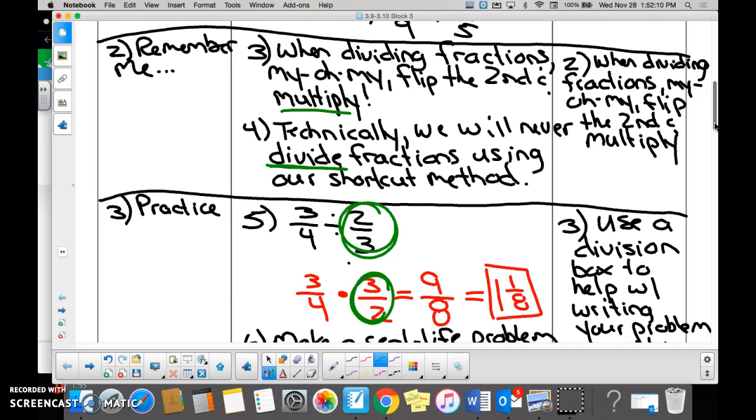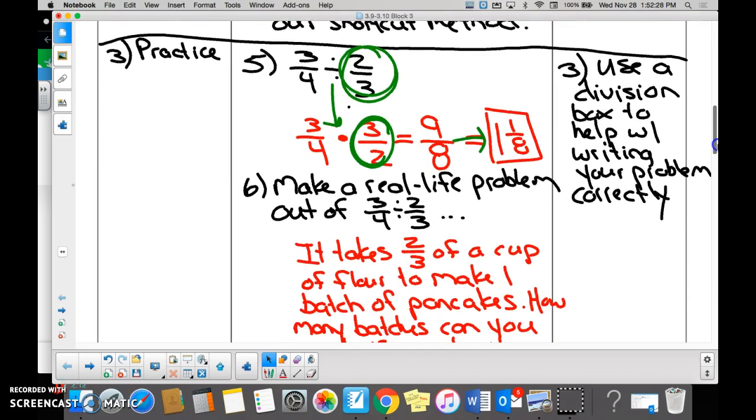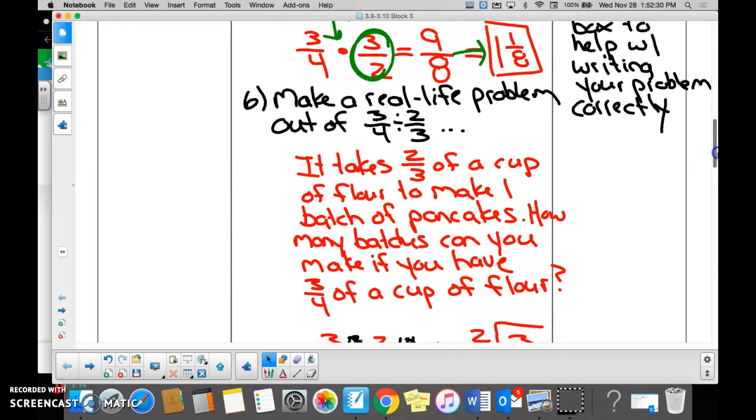Yeah. And my division sign becomes a multiplication, and then you simply multiply fractions. 3 times 3 is 9, 4 times 2 is 8, convert into a mixed number, and you're good to go. You with me? Yes. Number 6 is a very long problem in which we were making pancakes.